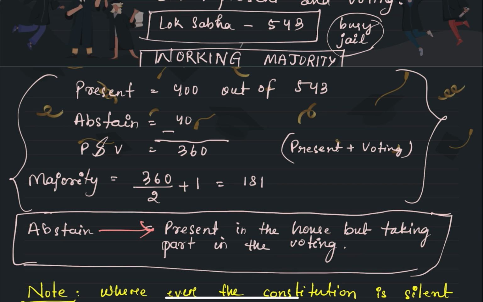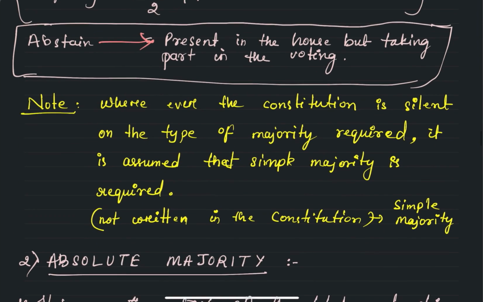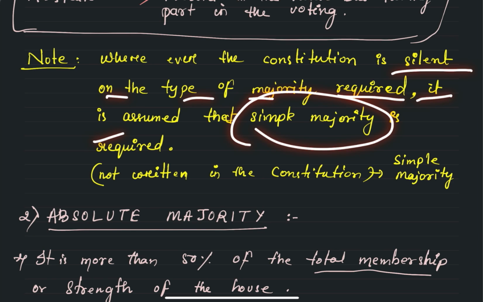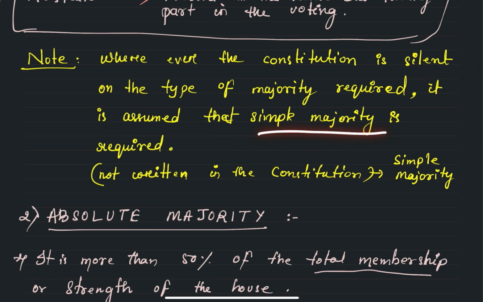Okay, so note, wherever the constitution is silent on the type of majority required, it is assumed that we require the simple majority. That means whichever majority is not mentioned particularly, then we will use the simple majority.